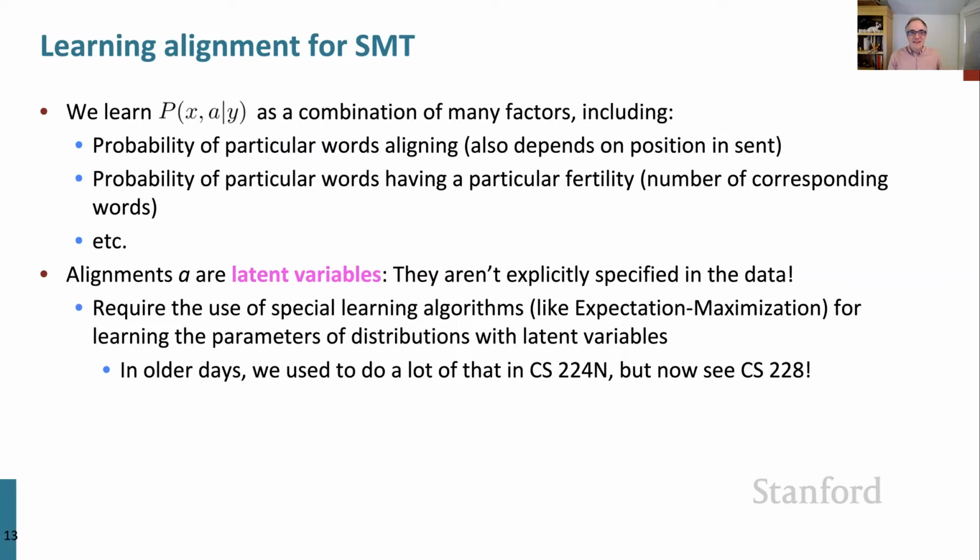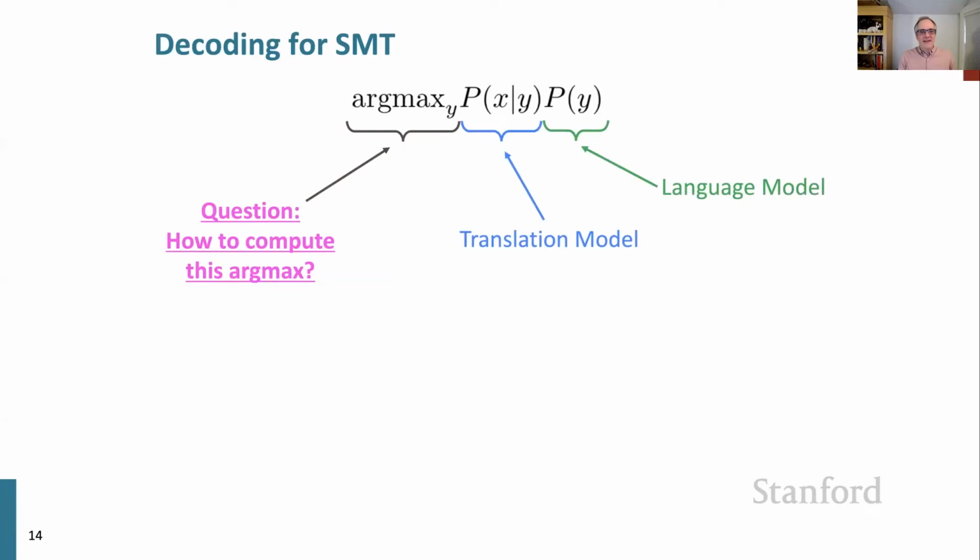In the olden days of CS224N, before we started doing it all with deep learning, we spent tons of CS224N dealing with latent variable algorithms. But these days we don't cover that at all, and you're going to have to go off and see CS228 if you want to know more about that. And we're not really expecting you to understand the details here. But I did then want to say a bit more about how decoding was done in a statistical machine translation system.